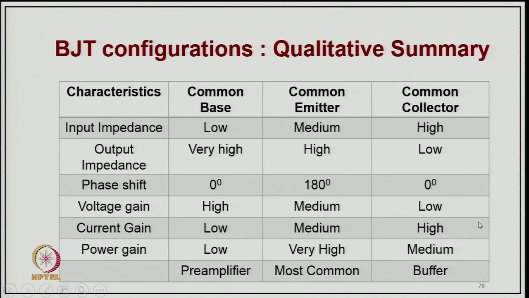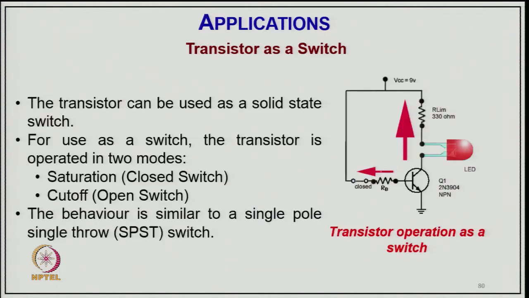That is the reason the common base configuration is used as a pre-amplifier and the common collector is used as a buffer, but common emitter is the most common, where it gives a very high power gain. So, it is used for power applications. Now, coming to some of the applications.